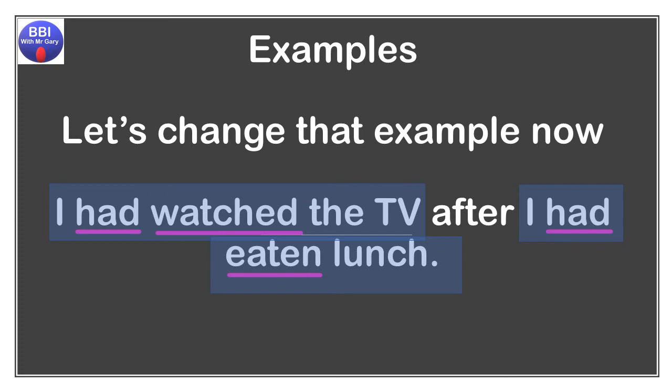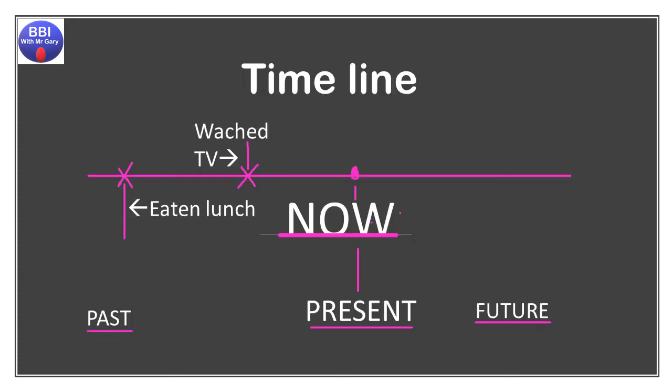Again, all we've done is swapped it round, changed the word before with the word after, and the sentence still means the same thing. We can prove this by drawing a timeline. The timeline is identical. The act of watching the TV happened after the person had eaten lunch, or the act of eating lunch happened before in time the person watched the TV.